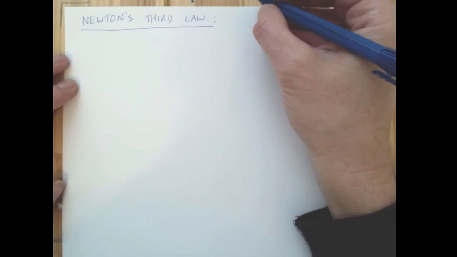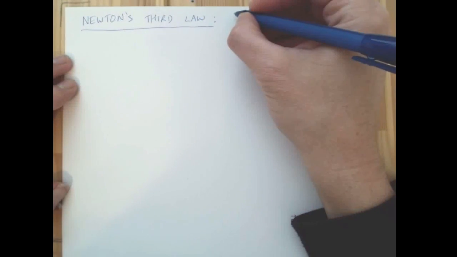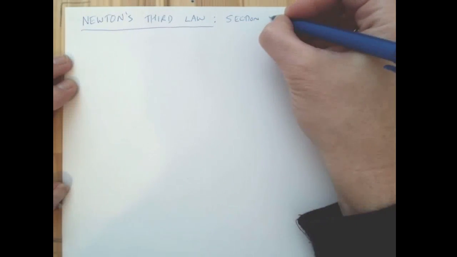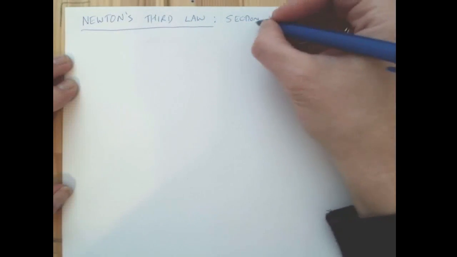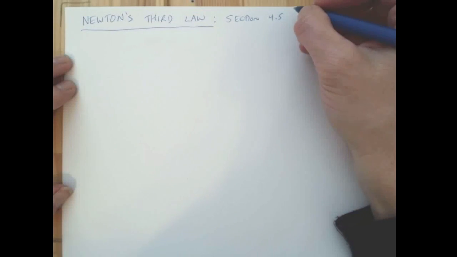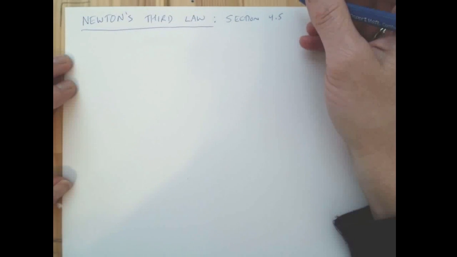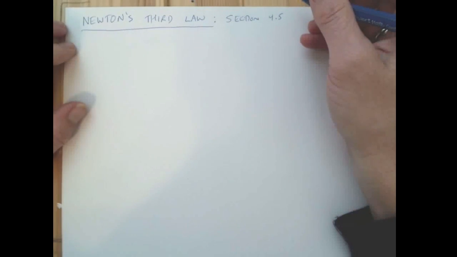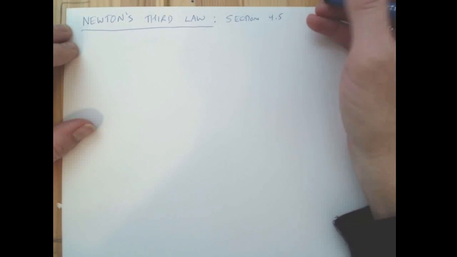In this portion of the video, we're going to discuss Newton's third law. This comes from section 4.5 of your textbook. In class, we talked about Newton's first two laws. Newton's third law is separate from those two. It describes how every force has what's called a Newton's third law pair, sometimes also called a reaction force.